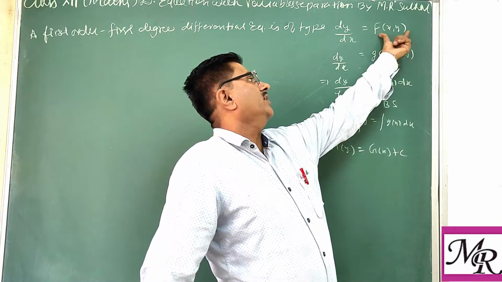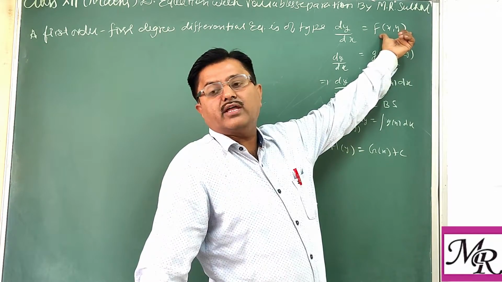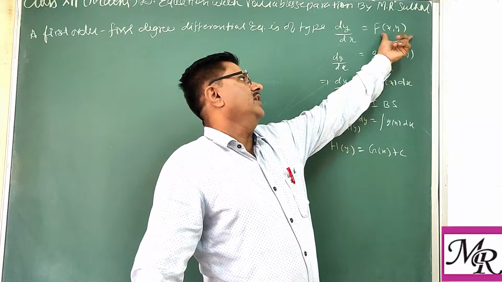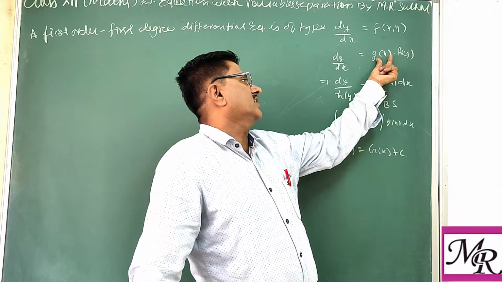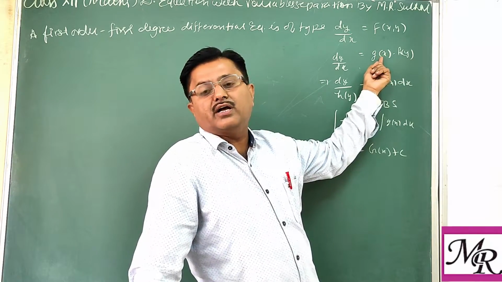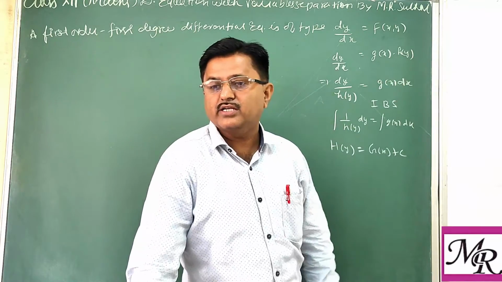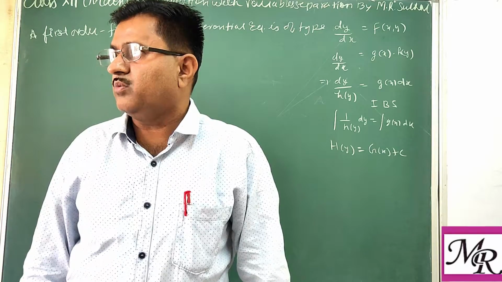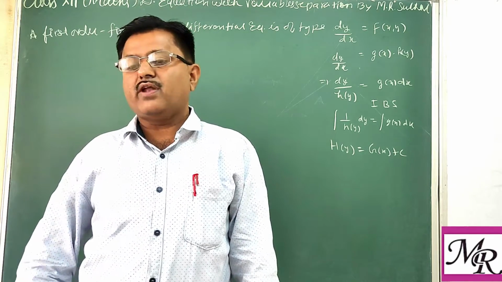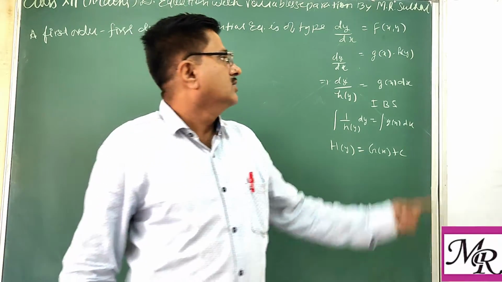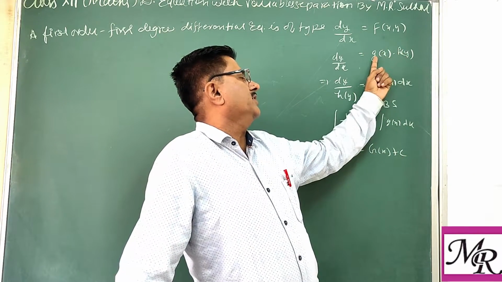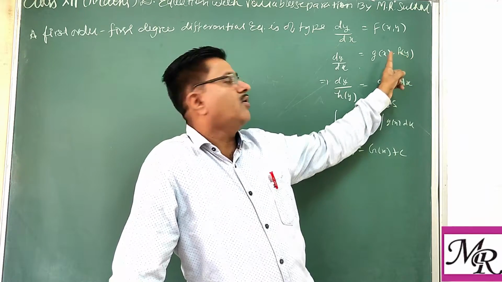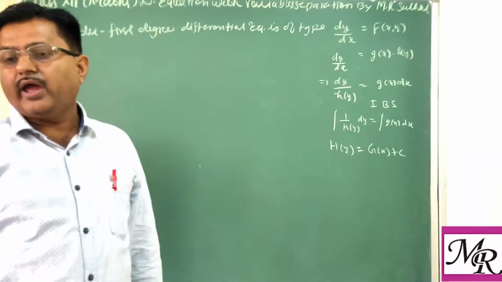Now this f of x, y can be written in product form. We can factorize this if possible. If you make the factors, then the factors can be written in terms of x and y. There are some factors which contain x and other factors which contain y. So we can write it in product form. So f of x, y can be written as g of x into h of y, all factors containing y and all factors containing x.